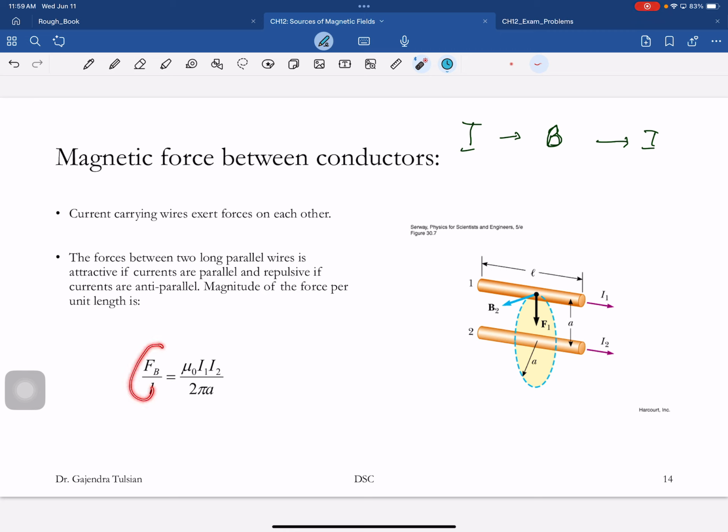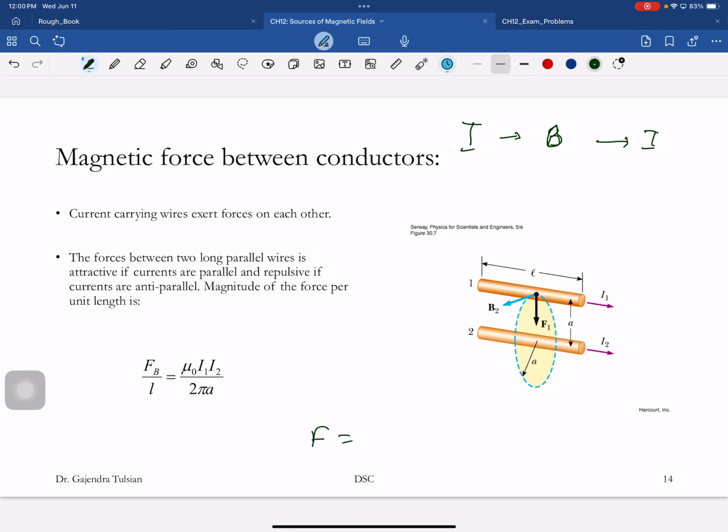Okay, what will happen to the force if one of the currents is zero? Zero. Okay. Well, if one of the currents is zero, this wire is still producing a magnetic field, but you don't have moving charges to detect that magnetic field. So the force will be zero. All right, so now let's figure out the direction of the force.